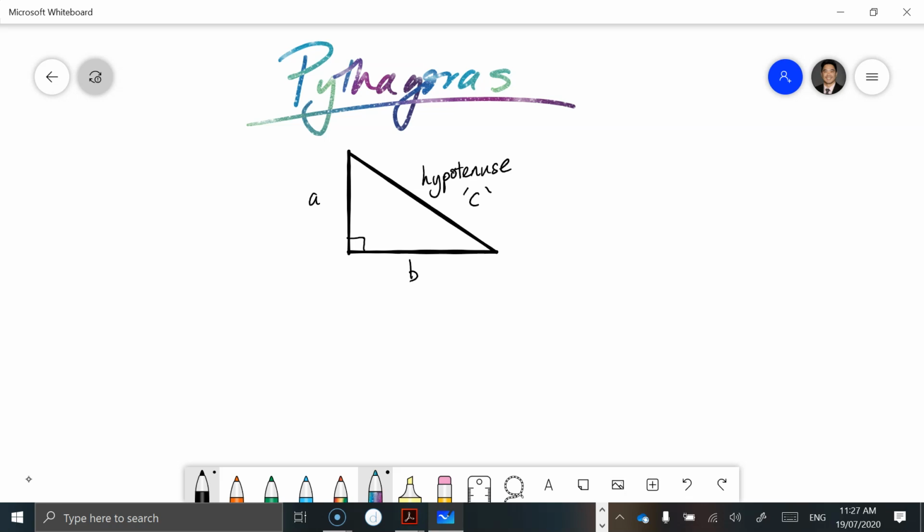And there's a rule. A squared plus B squared is equal to C squared.